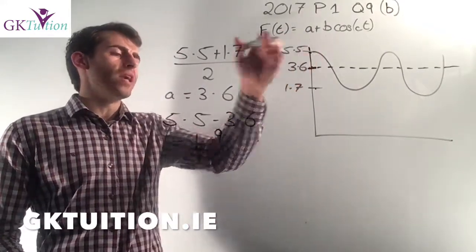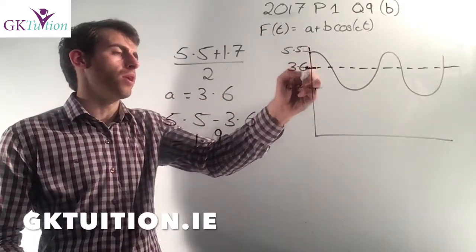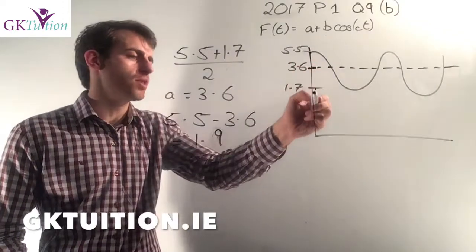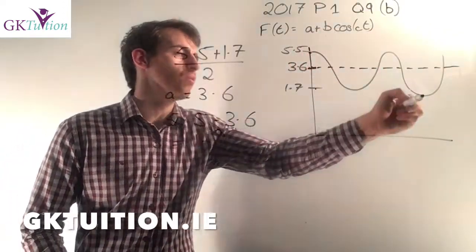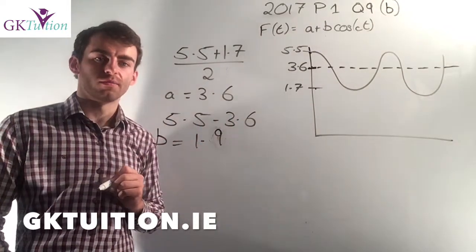So that means I know that my A is 3.6, which is my midline. My amplitude is 1.9. In other words, it goes up 1.9, then it goes down 1.9, and then up 1.9, and then down 1.9. Okay, so that's my A and my B for that question.